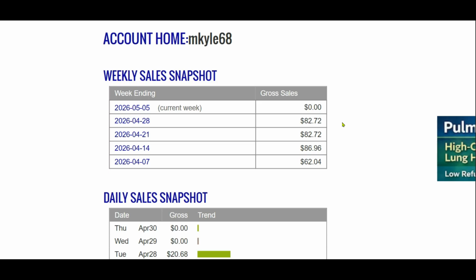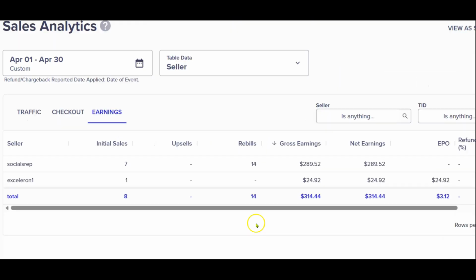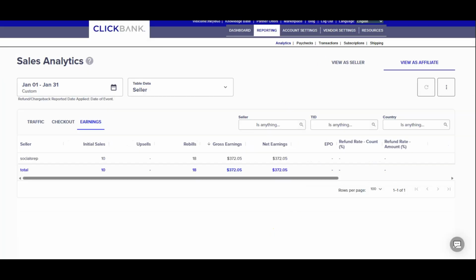So we're going to go ahead and show you the month totals now for April. Okay, and as you can see here, we got 8 initial sales, 14 rebills, for a total of $314.44 for the month. So these numbers, unfortunately, are not picking up. They're just kind of hovering around this area. I did pull up the first 3 months of the year, so very close, pretty similar averages for each of the months here.